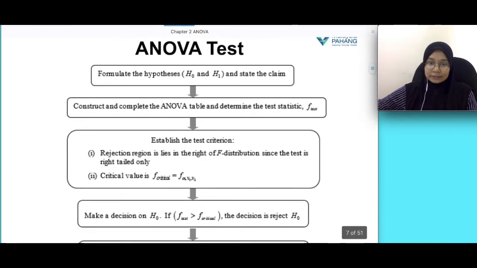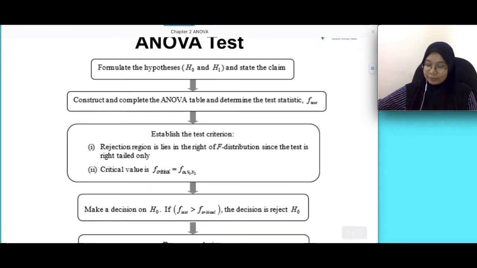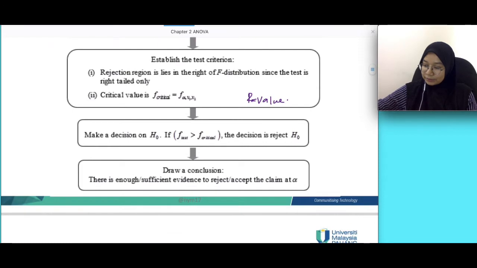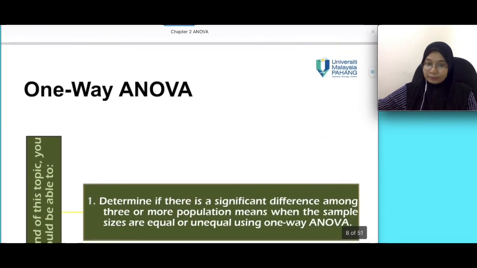Right, the procedure for the ANOVA test is the same. First, you must formulate your H null and your H1. Then construct the ANOVA table. Normally, we will construct the ANOVA table using Excel. The next step is the p-value, because this one is the manual part. And then the last part, you compare and give your conclusion. So now, let's look at one-way ANOVA.